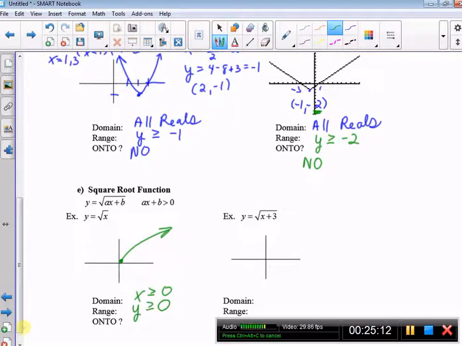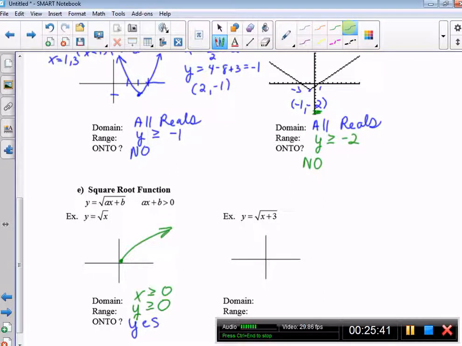Okay, because you can see your y coordinates are going to be going up, your x coordinates are going to the right. There's an arrow, so it's going to keep going on. Every y coordinate from this original graph will be used. So onto is yes. I did not mean to write no. That square root graph, onto is yes.